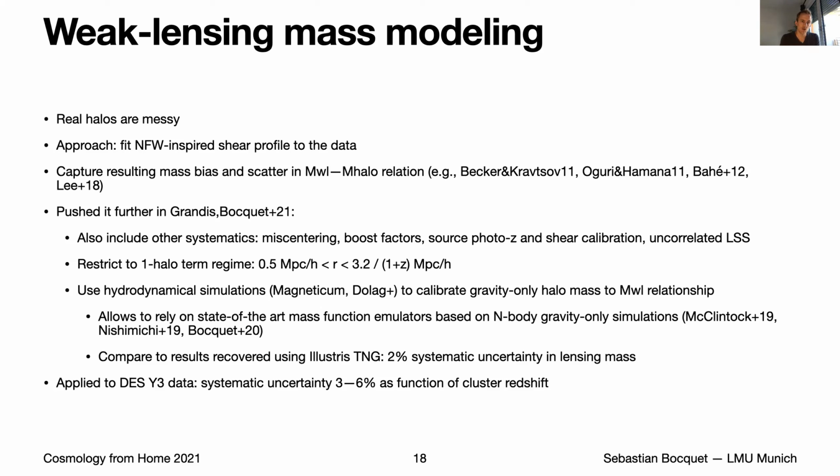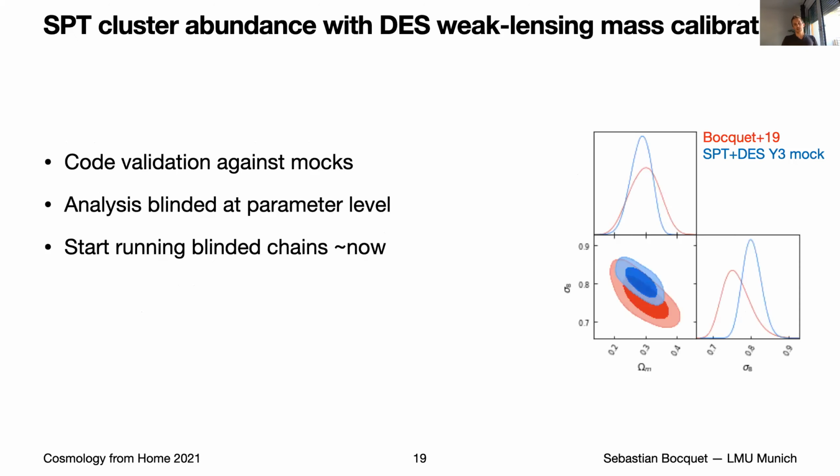So when we apply this machinery to DES year 3 data, we have a systematic uncertainty in weak lensing that's between 3 and 6% as a function of cluster redshift. So with this, we're now close to being able to do the analysis. At this point, where we are is we have validated the code against mocks. So I show one example on this slide. In red, you see the latest published result that I described, and in blue is then a realistic mock analysis, and we see that we're able to improve our constraints by quite a bit.